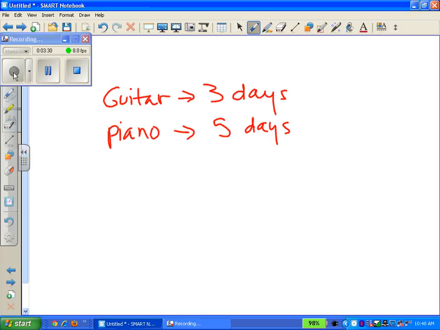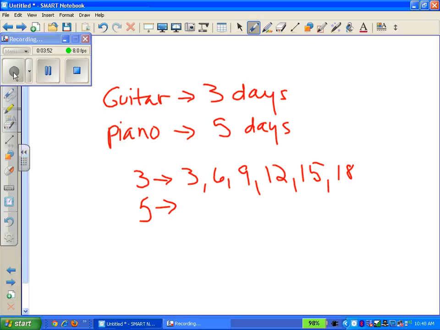Now some of you are going to be able to look at this and know the answer right in your head. But let's use a list. We're going to list the multiples and see the first common multiple they have in common. So we go 3, 6, 9, 12, 15, 18. And then the piano was every 5 days, so we'll list the multiples of 5: 5, 10, 15.